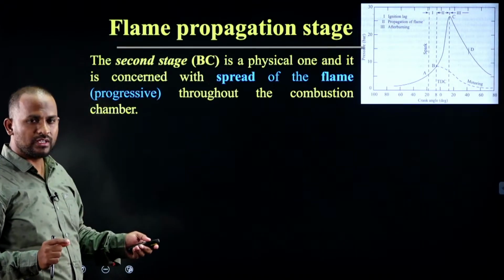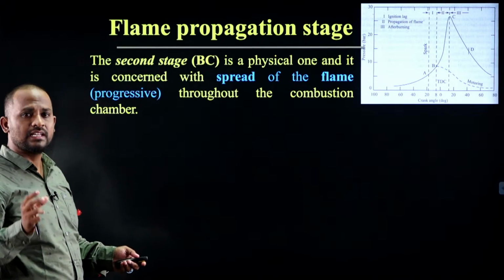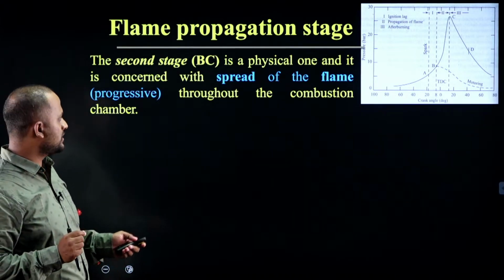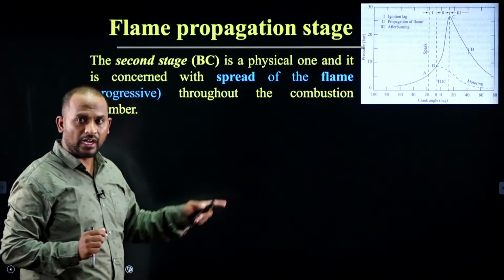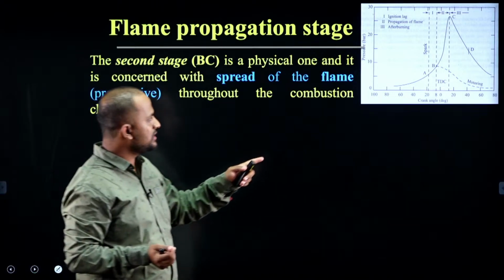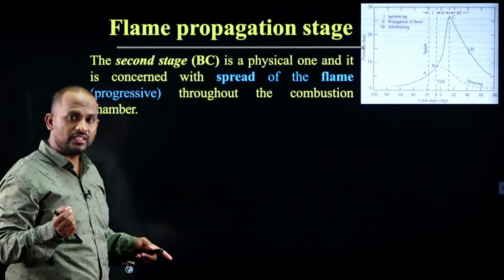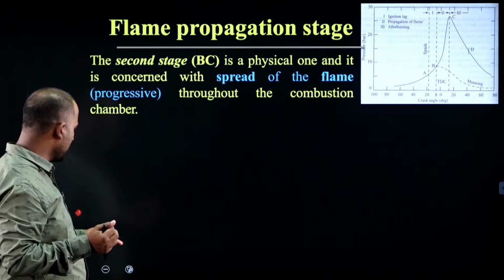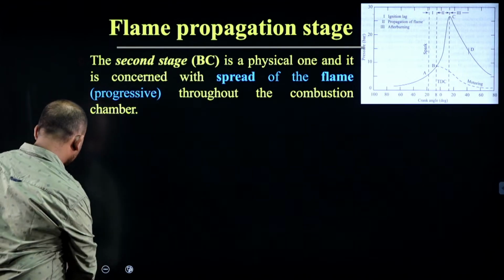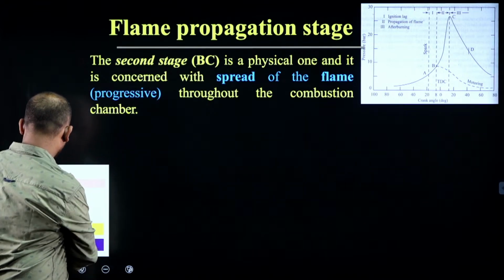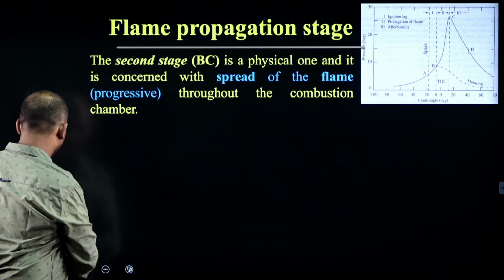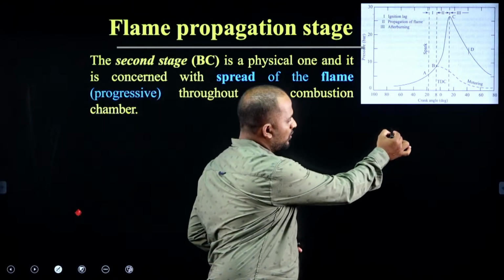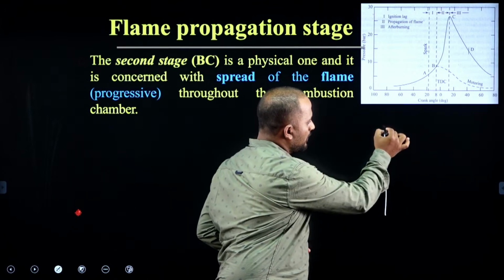Now comes the next stage, second stage, that is flame propagation. Now what happens in this flame propagation is, at point B, the combustion is initiated. That is, combustion has started at point B. Now let us see the diagram here.